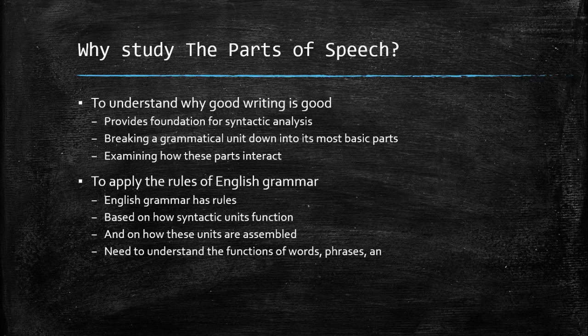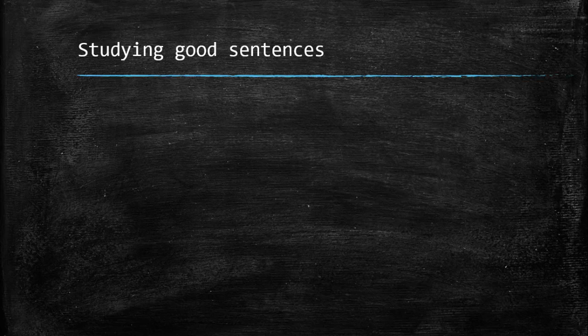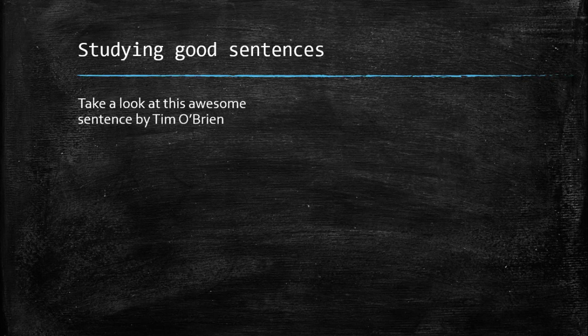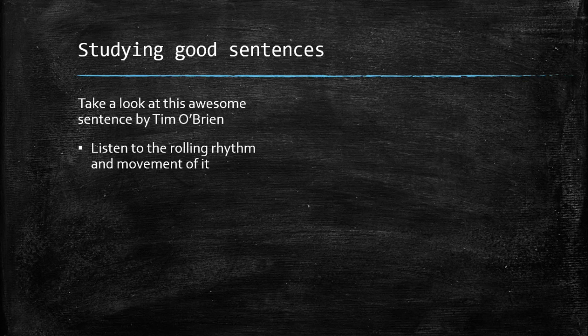So you need to understand the functions of words, phrases, and clauses in order to apply rules correctly. Here's an example of what I mean when I say studying what makes good sentences good. Take a look at this awesome sentence by Tim O'Brien. Listen to the rolling rhythm and movement of it.